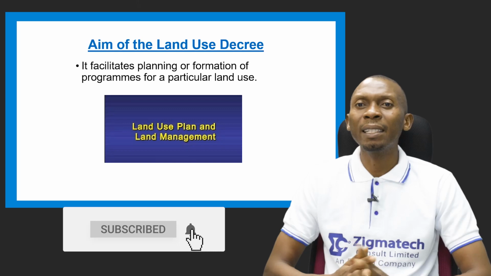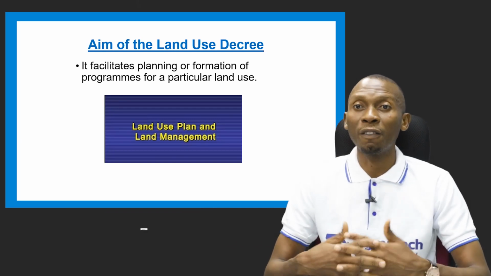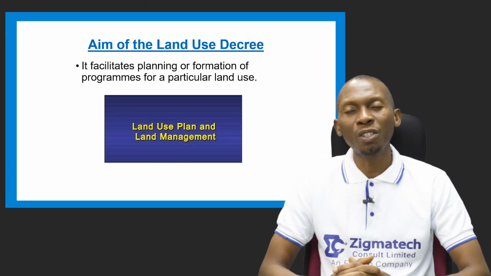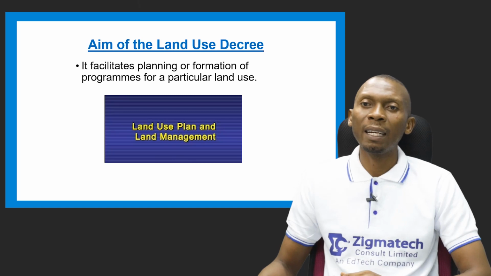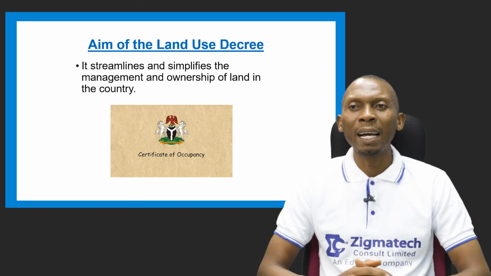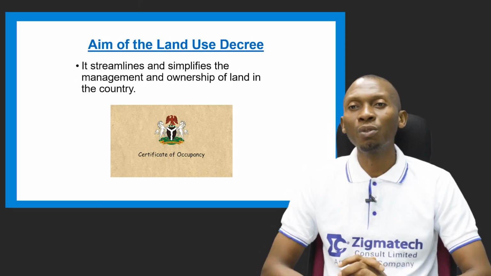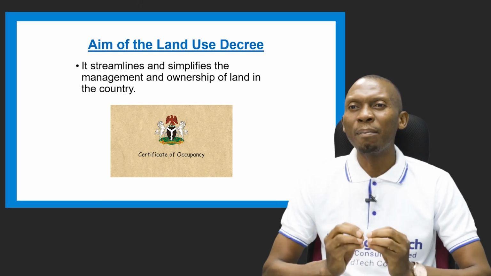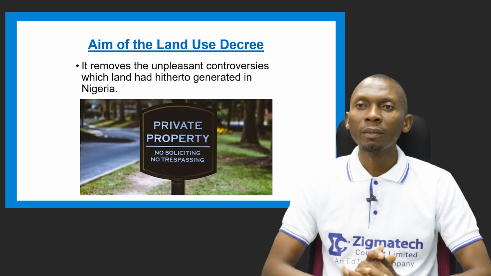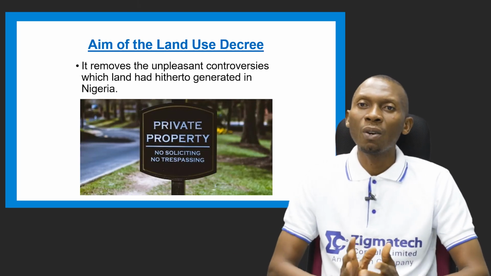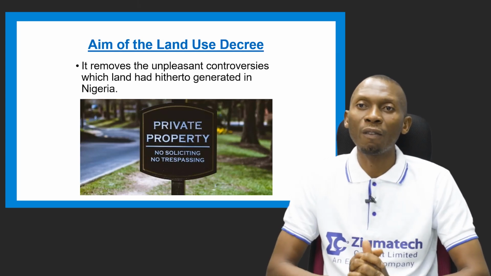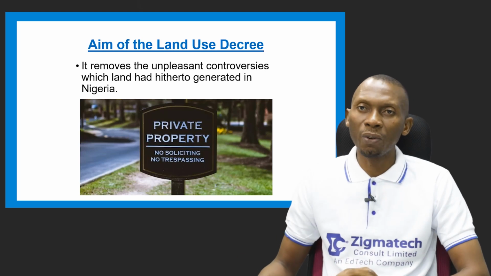Then there's also planning of programs for particular land use. The Land Use Decree facilitates the planning or the formation of programs for a particular land use. It also simplifies the management and ownership of land in the country. So it streamlines it and makes it simple to own land and to manage land in the country. Then also, controversies that go alongside land are taken care of by the Land Use Decree.